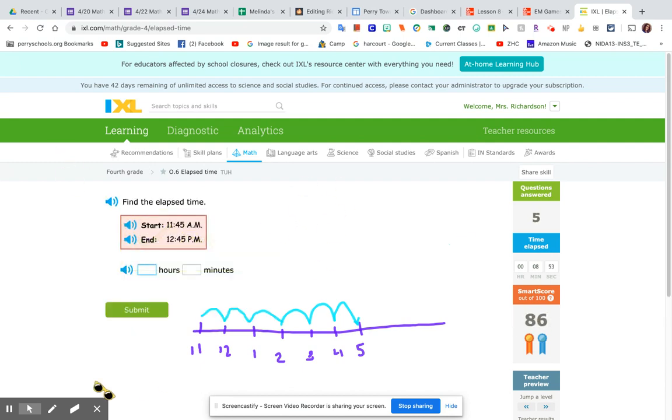So from here on out, it's going to be harder. You can use some strategies. Stomping your feet and being mean to your brother, those aren't strategies. So don't be doing that. Okay, guys, good luck. I'll see how you did in a little bit.